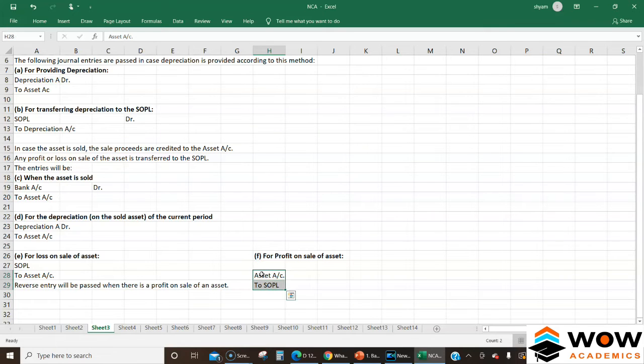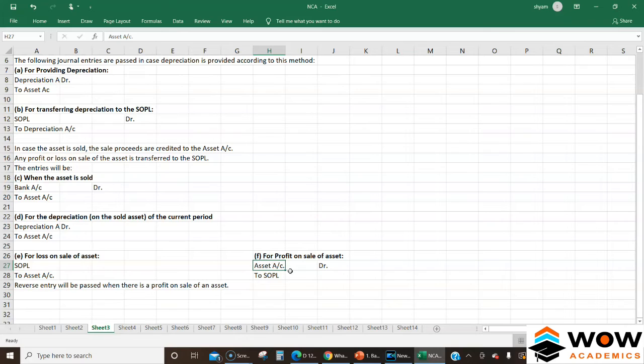So this would be the entry. The asset account has to be increased, and that increased amount will be transferred. We are not trying to actually increase it. It will be increased. The profit will be increased.